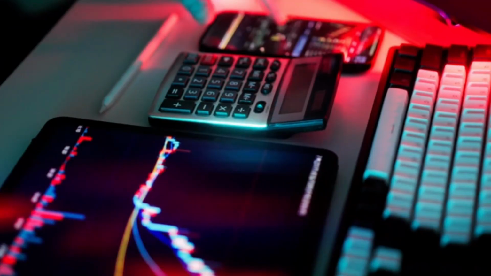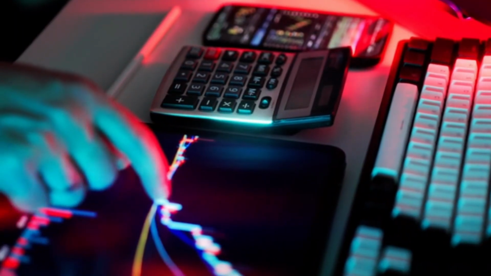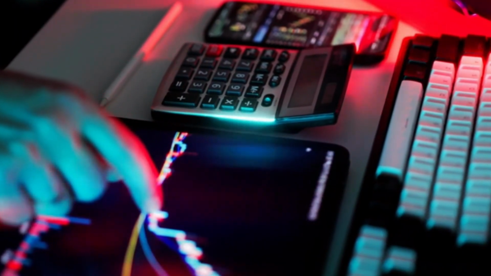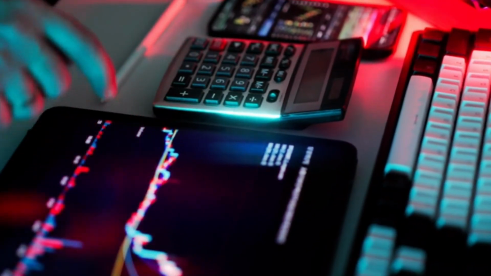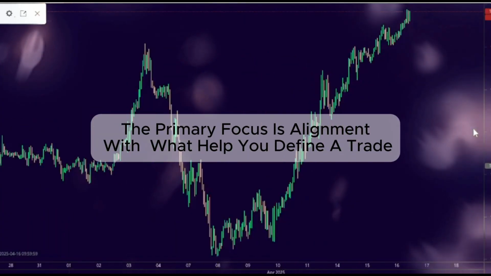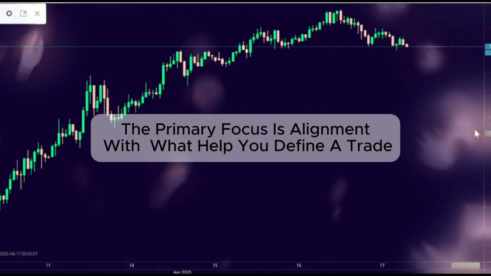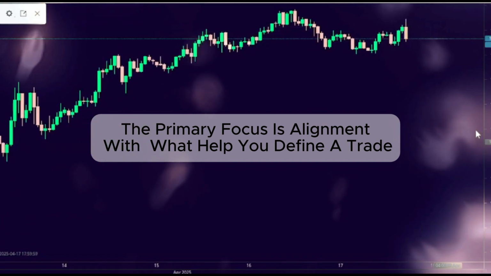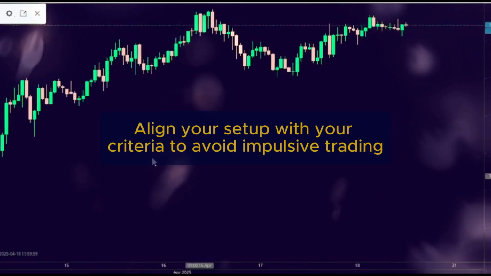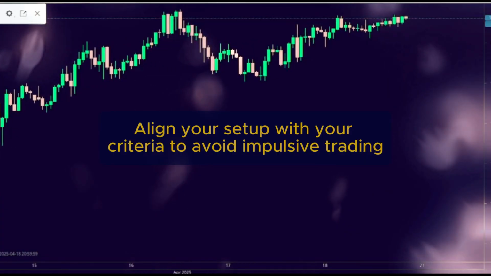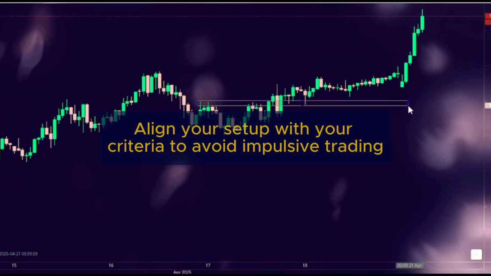Does this setup have a 1 to 3 risk to reward? Is there no contradiction on the higher time frame with this setup? So I'm just giving you these instances. Your main focus is that there must be alignment between the setup you're about to take and your criteria for defining a good trade setup. What we are doing is to help us stay disciplined so we don't lose our money through impulsive trades.